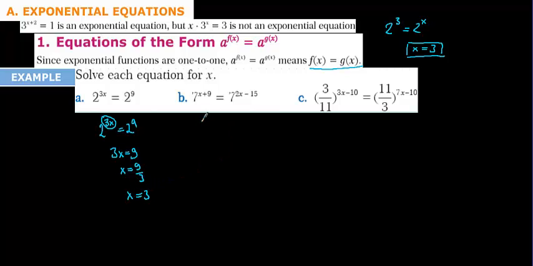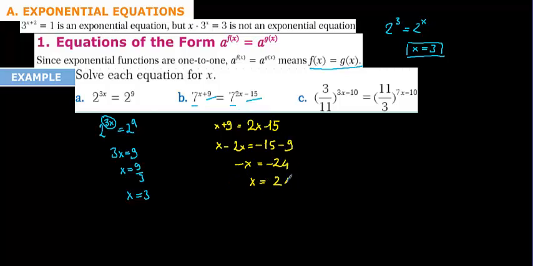x is equal to 3. Okay, second one, 7 to the power of x plus 9 is equal to 7 to the power of 2x minus 15. The bases are the same, so the powers must be the same. This power and this power are going to be equal to each other. That's why x plus 9 is equal to 2x minus 15. When we finish, x minus 2x is equal to minus 15 minus 9, minus x is equal to minus 24, and x should be equal to 24 in the second one.